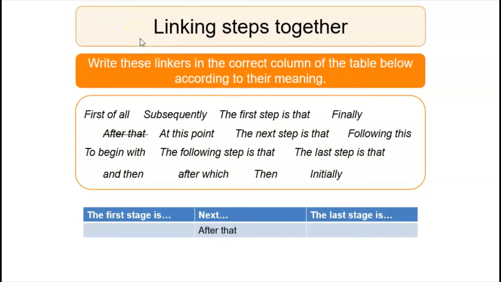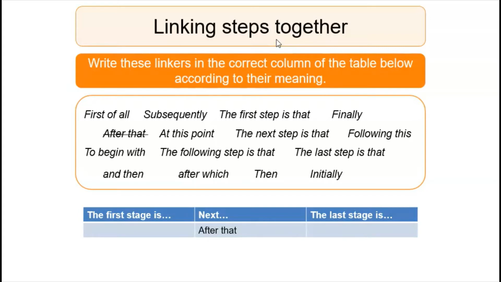Okay, so once you have written the overview, then you have to write the main paragraphs that describe the main stages in the process. And we want to link those steps together so that our text is more cohesive and coherent. And that way you will score higher in that area in the test.